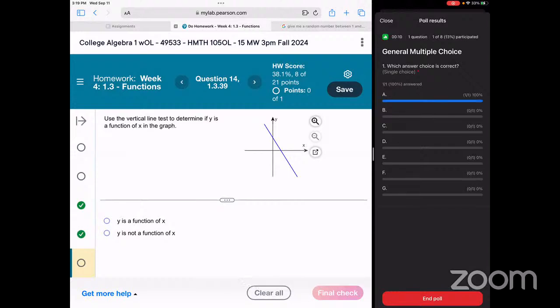Okay, I'm gonna lock in my answer. In other words, does this pass or fail the vertical line test? Okay. Submit. And lock. Okay. So this is an example of something that passes the vertical line test. So then we would say that y is a function of x. Okay, let's generate.